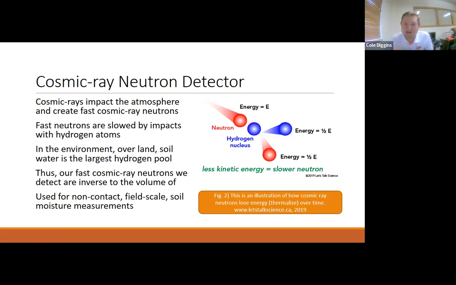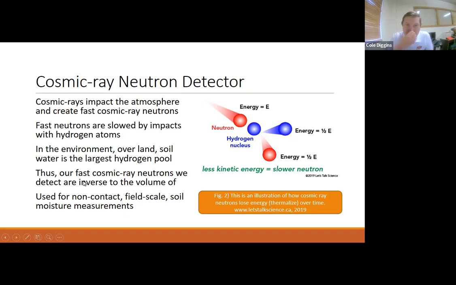So these impacts that the fast neutrons have slow them down, and it does what's called thermalizing the neutrons over the number of impacts that they have. In the environment, over land, soil water is the largest hydrogen pool, because water in general is our largest source of environmental hydrogen. And the best place to find those hydrogen atoms is in water, and over land is in soil water. So our fast cosmic ray neutrons are what we are detecting.